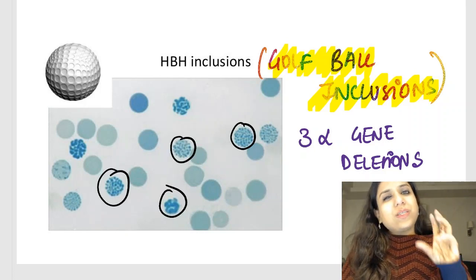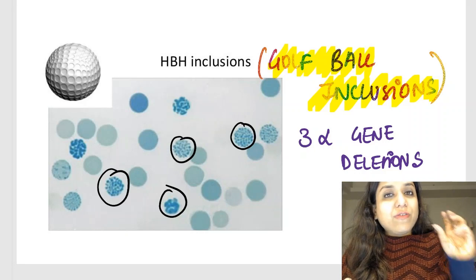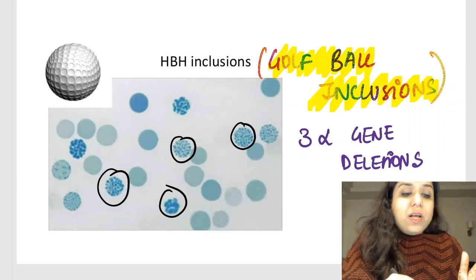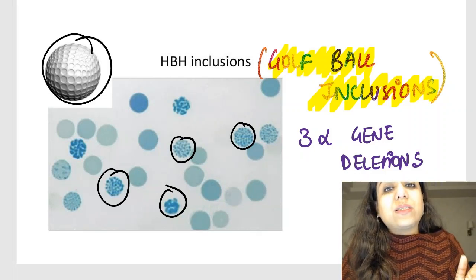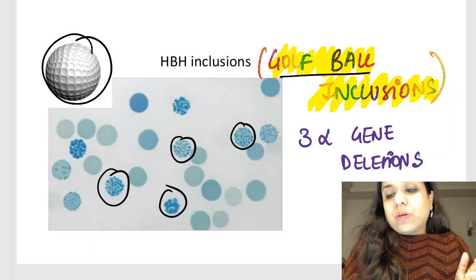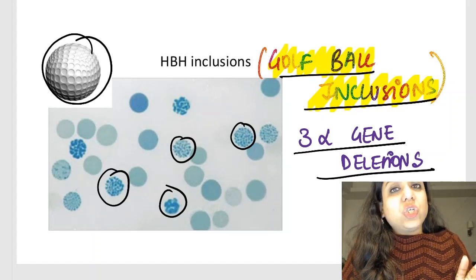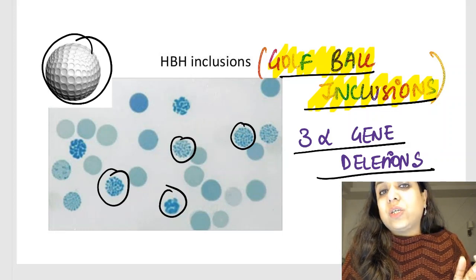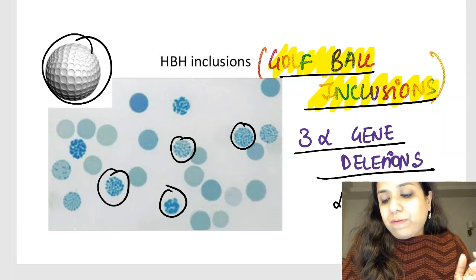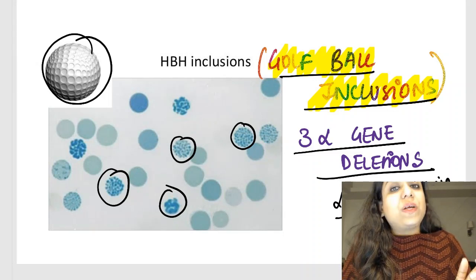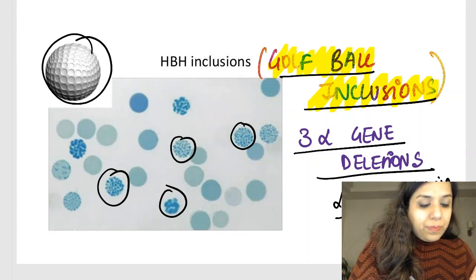Don't you think it looks like a golf ball, right? If some of you play golf, it characteristically looks like a golf ball. So these are called the golf ball inclusions, and they are seen in 3 alpha gene deletions, that is alpha thalassemia, and these are called the HbH inclusions. Correct? Next.